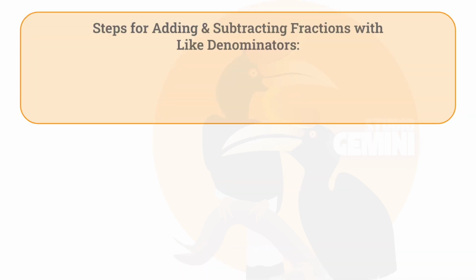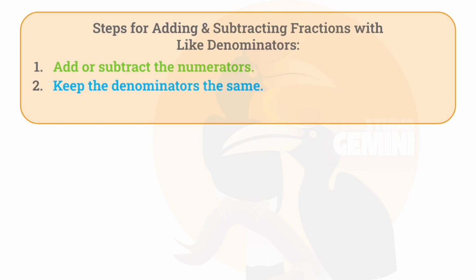Now let's review some operations with fractions, beginning with adding and subtracting fractions with like denominators. When you have two fractions whose denominators are the same, simply add or subtract the numerators and keep the denominator. Then simplify the answer if needed.